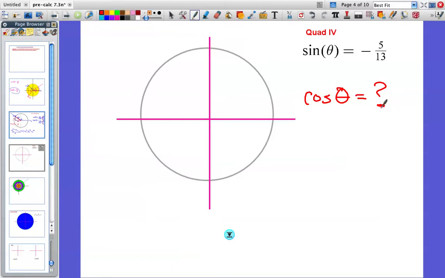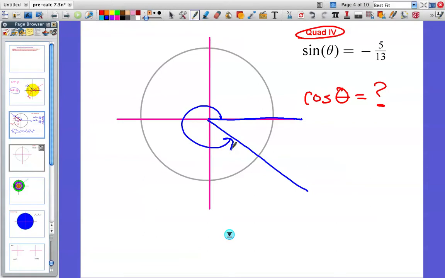If the sine is negative, that means y over r. Where else are the y values negative? The y values are negative in 3 and 4. So I know that I would be in either one of these two, but because I say that it's in quadrant 4, this is how I would draw my picture. Here's my initial ray, here's my terminal ray. I'm talking about this angle right here.